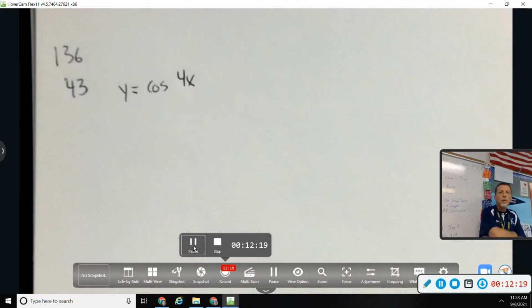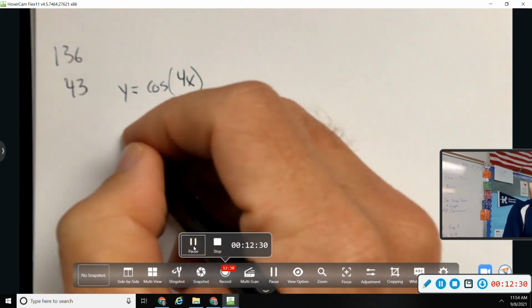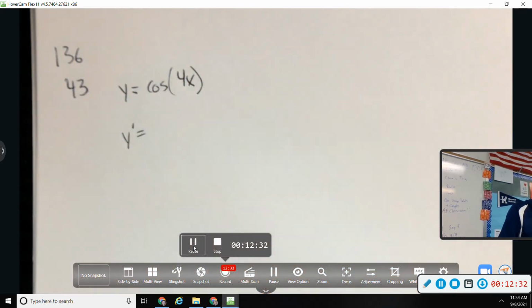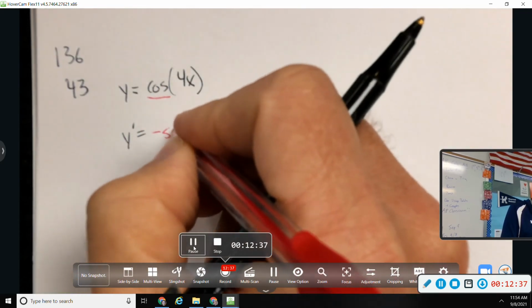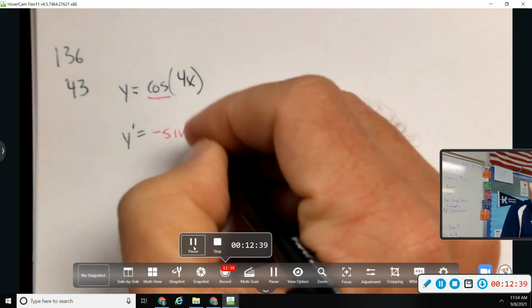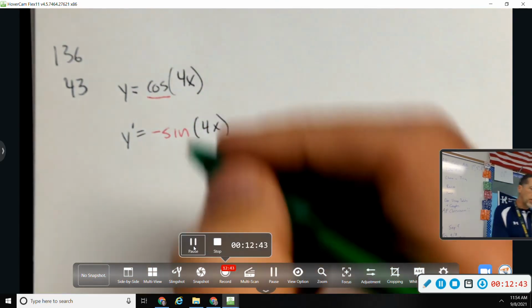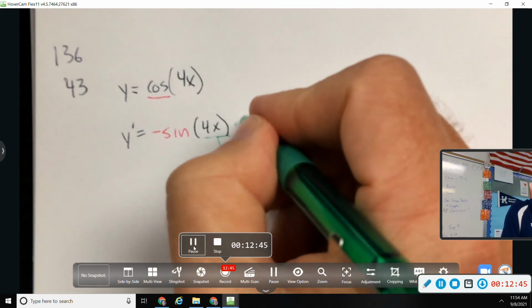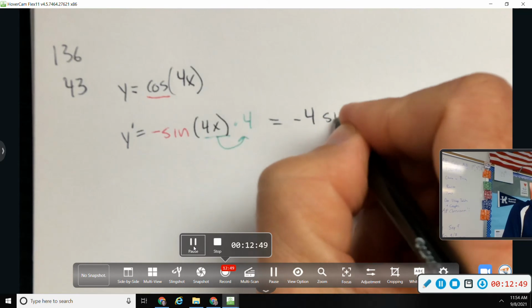Great question. Why is this not product rule? It's because it's not cosine times 4x. It's cosine of 4x. So it's chain rule. The cosine is the outer part. So that would be negative sine of 4x, right? One thing at a time. And then the derivative of 4x is 4. And then clean that up a little bit. Negative 4 sine of 4x.